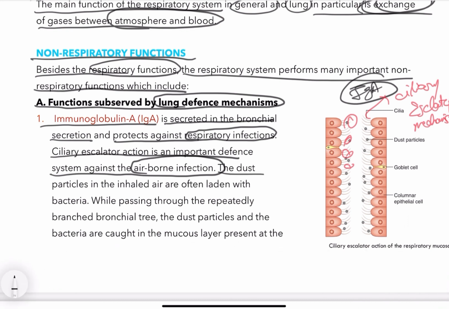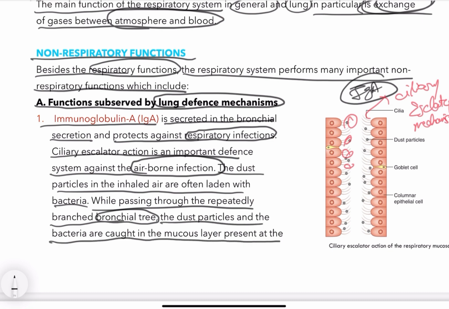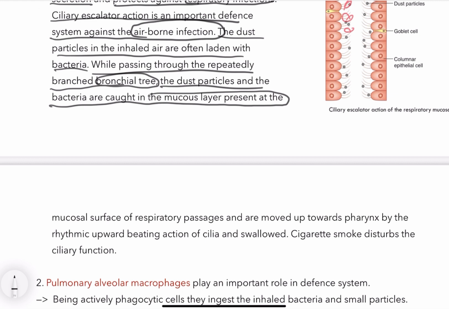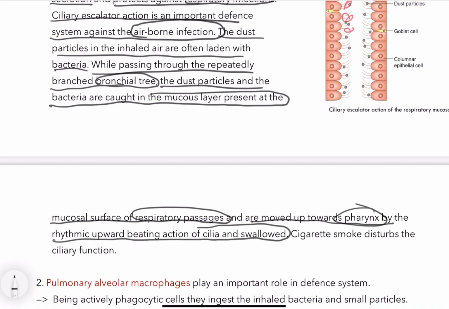The dust particles in the inhaled air are often laden with bacteria. While passing through the repeatedly branched bronchial tree, the dust particles and bacteria are caught in the mucus layer present at the mucosal surface of the respiratory passage. We have seen in the bronchial regeneration that particles with diameter less than 2 to 10 and those greater than 10 are trapped differently. They are moved up towards the pharynx by the rhythmic upward beating action of cilia and swallowed. Cigarette smoke disturbs the ciliary function.